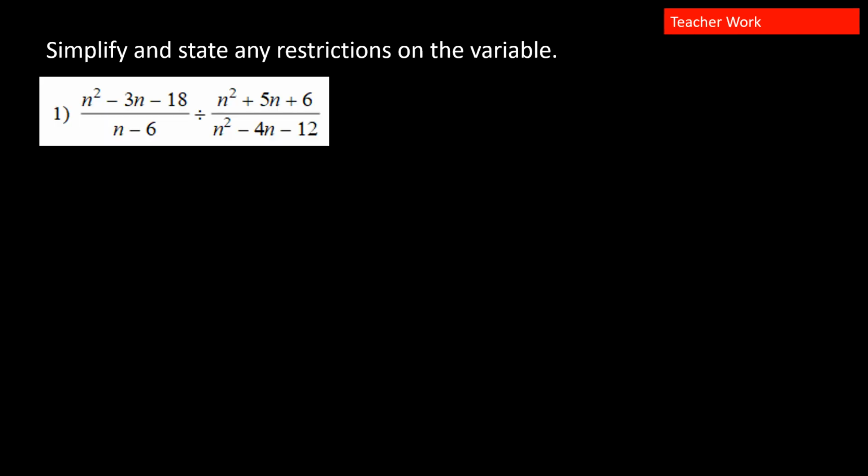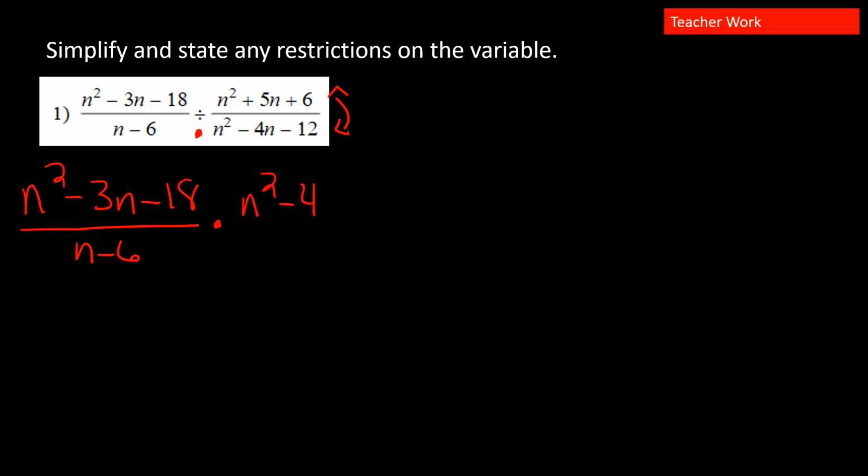All right, so simplify and state any restrictions on the variable. So now we have division here. You'll recall with division, it's the same thing, but we'd have to multiply by the reciprocal. So what happens here is we really have n squared minus 3n minus 18 over n minus 6 times, when we flip this here, we'd have n squared minus 4n minus 12 over n squared plus 5n plus 6. And this is what we want to then start simplifying out.